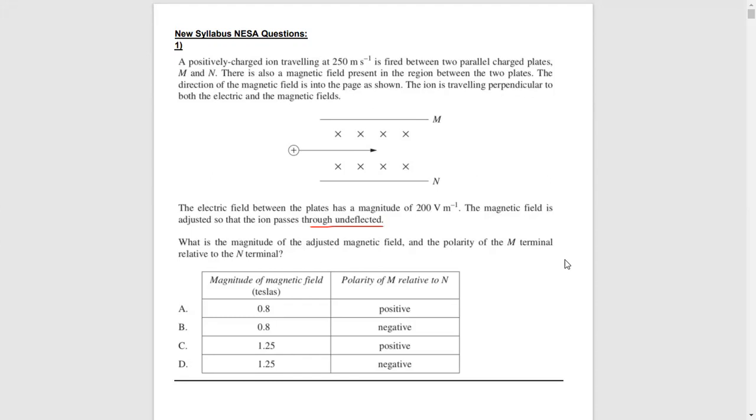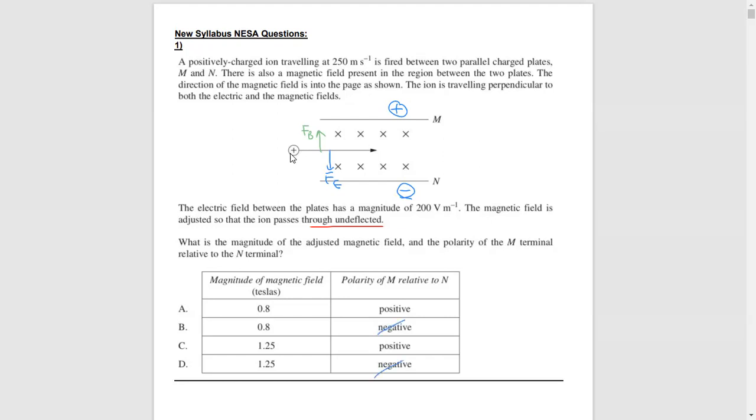All right, so use your right-hand push rule. Positive charge going to the right, magnetic field going into the page. That means, of course, that the magnetic field is pushing the charge up. Since it's passing through undeflected, we can assume that the electric field is pushing the charge down. If the electric field is pushing the charge down and it's a positive charge, that will suggest that that is positive and that is negative. So we already know the polarity of M relative to N is positive, restricting our answers to A and B. Oh wait, sorry, A and C.